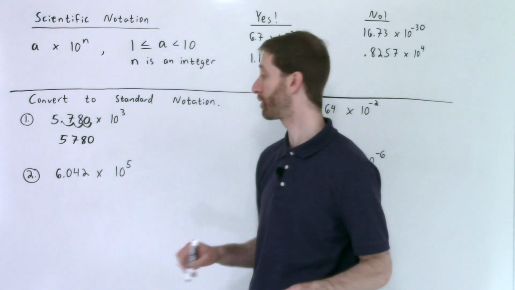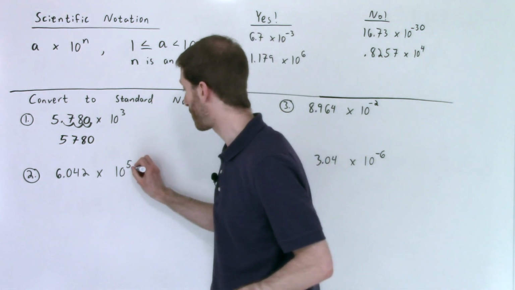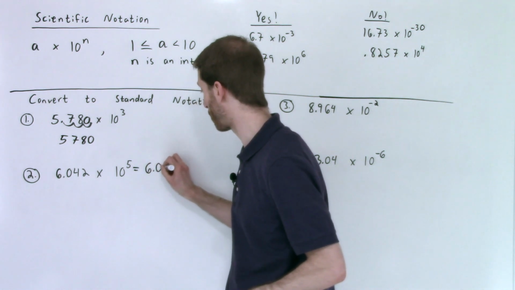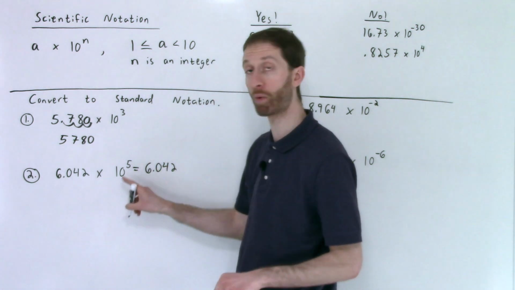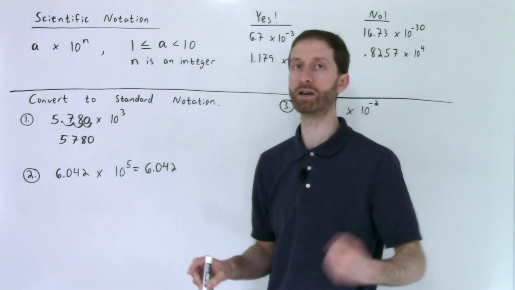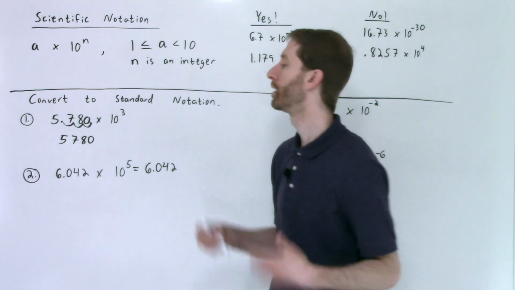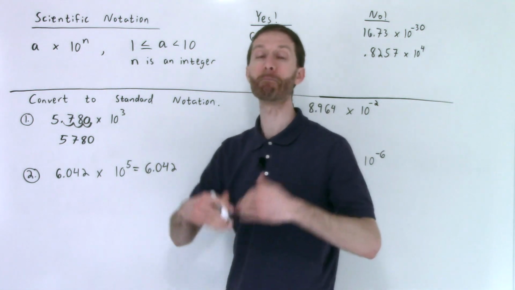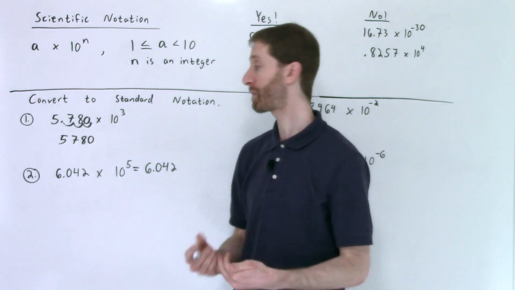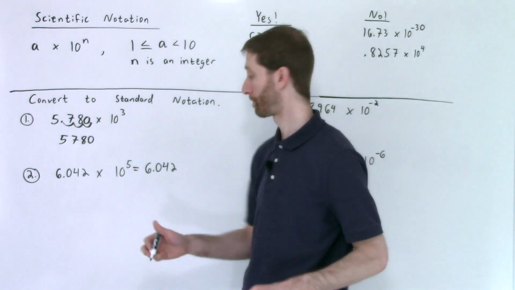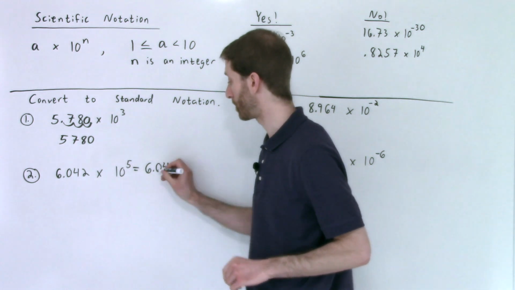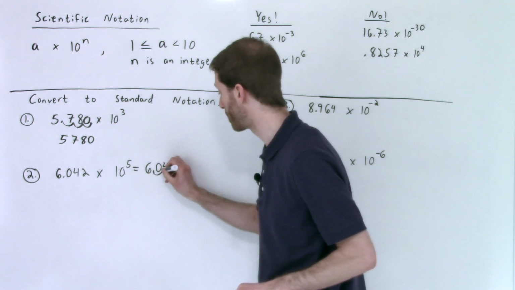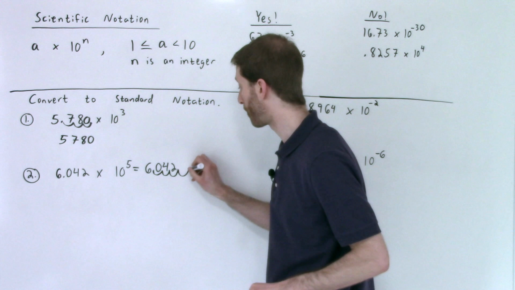We'll exercise the same idea here. We have 6.042 times 10 to the 5th. That is equal to 6.042, and now let's move our decimal point 5 places to the right. And you might say, why to the right? Again, 10 to the 5th is a much bigger number, so we would expect this value to get larger. So we're following what this tells us to do. So 5 places to the right is 1, 2, 3, 4, 5.